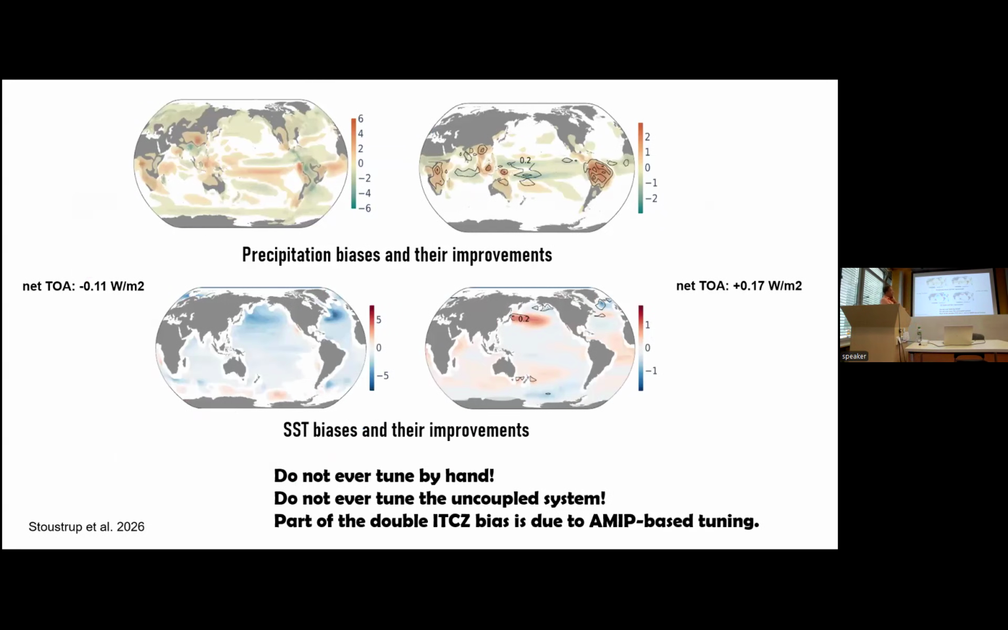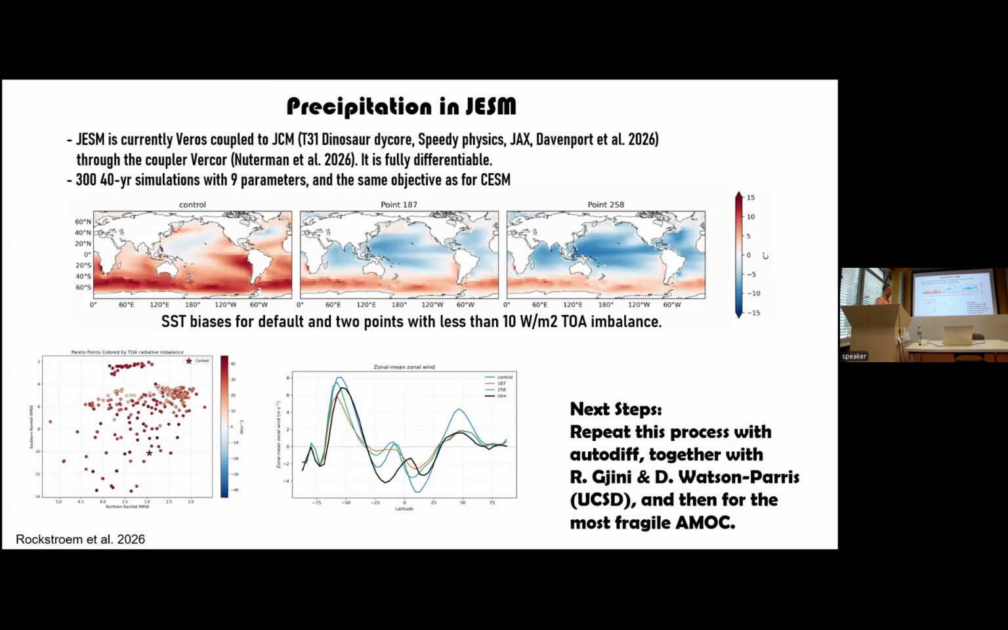We checked the top of the atmosphere radiation balance. The default is minus 0.1 watts per square meter, and the new is plus 0.17 watts per square meter. So we don't destroy any radiative balances by optimizing this here. But what are you optimizing? This precipitation bias? It's the same. Yeah, we do the same optimization that we did for the CCSM. Only the precipitation bias is optimized.